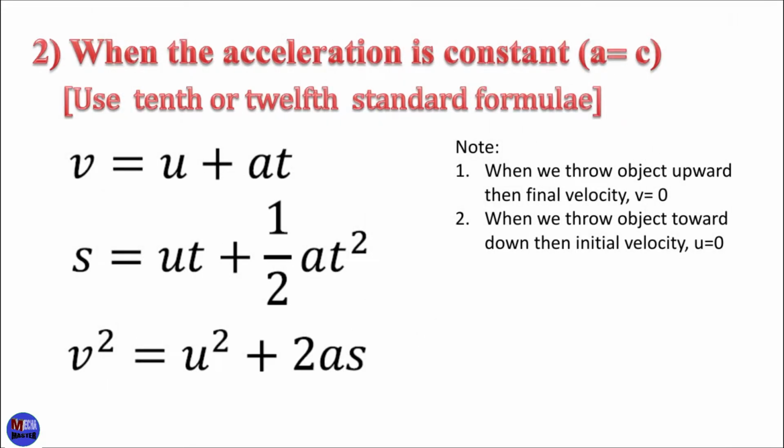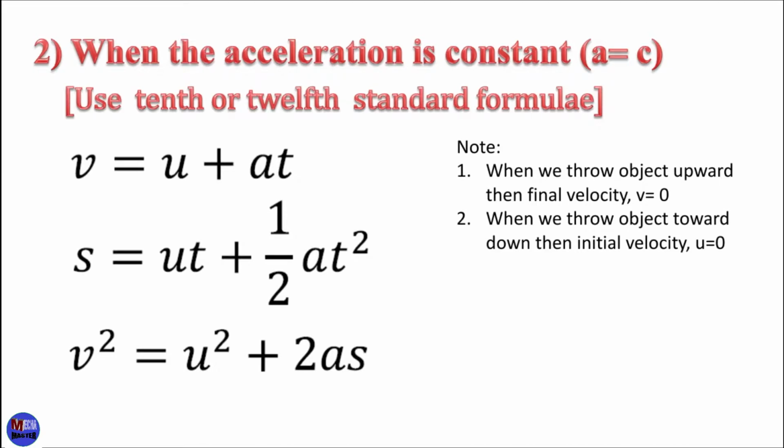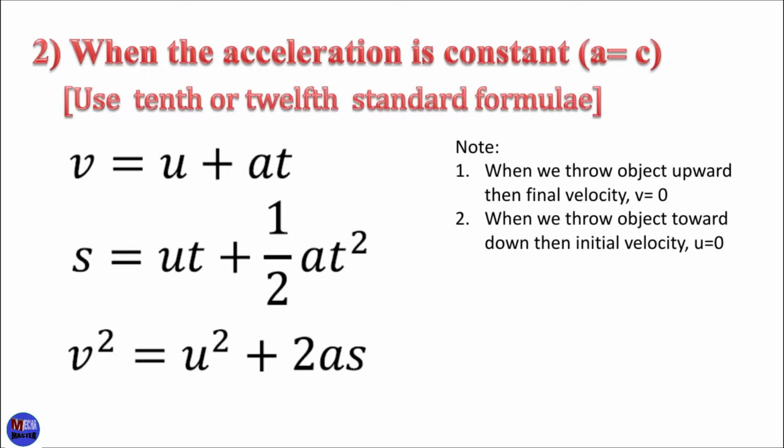The second type of motion, when the acceleration is constant. Please pay attention, acceleration is constant. Then you have to use 10th and 12th standard formula, and that formula are v equals to u plus at, s equals to ut plus half at square, and v square equals to u square plus 2as, where s represents total displacement. Please focus, s represents total displacement.